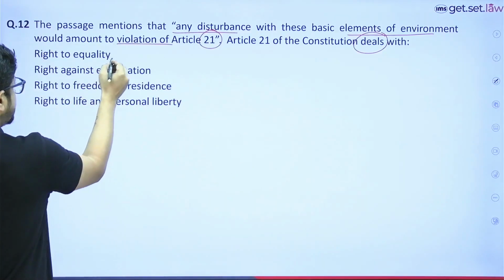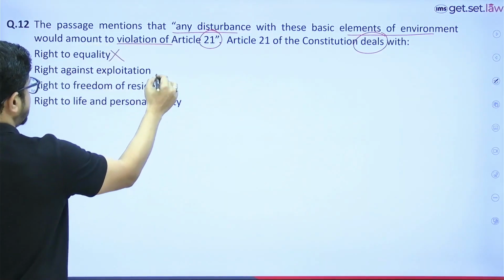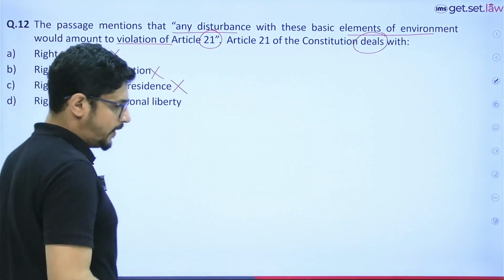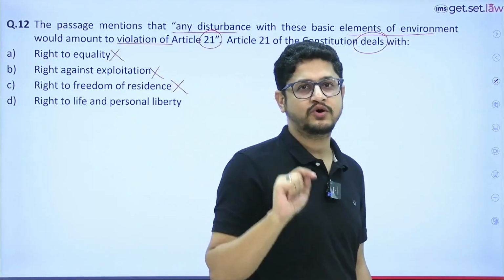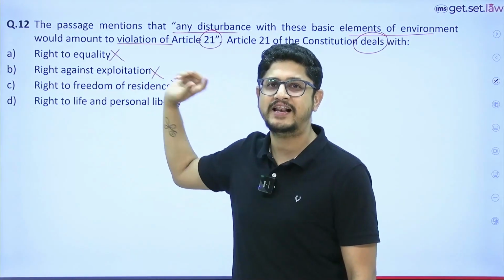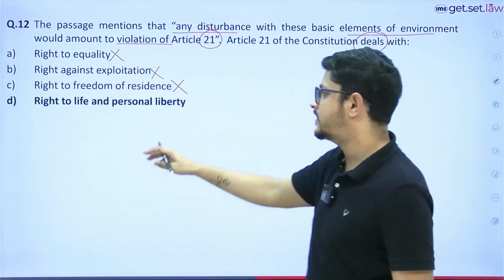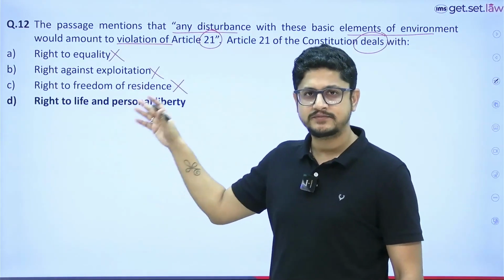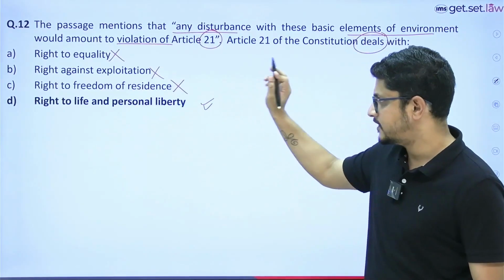So is it right to equality? No. Is it right against exploitation? No. Is it right to freedom of residence? No. Why are these no? You will tell me in the comment section which article talks about these things. By elimination, you will come to know that the correct answer is right to life and personal liberty. I've already explained it before also. So that's why D is the answer.